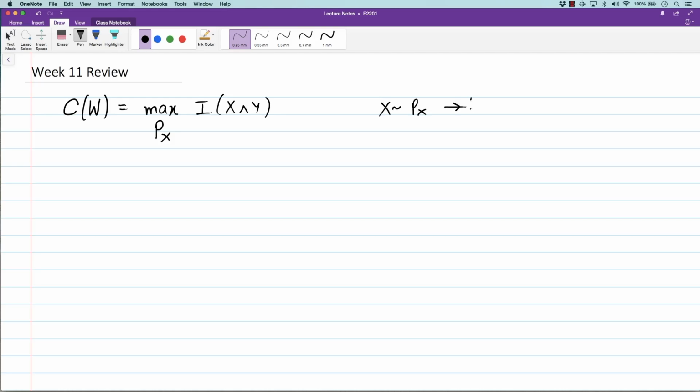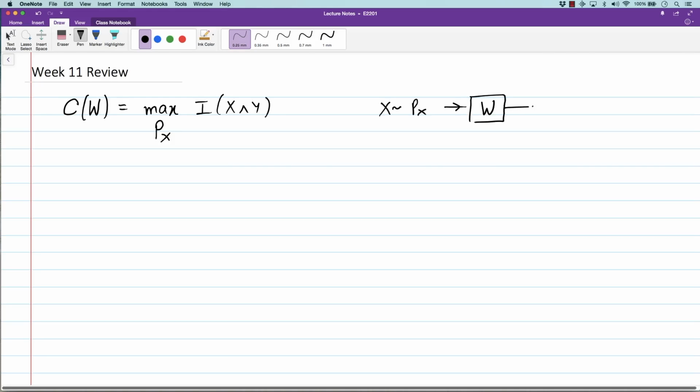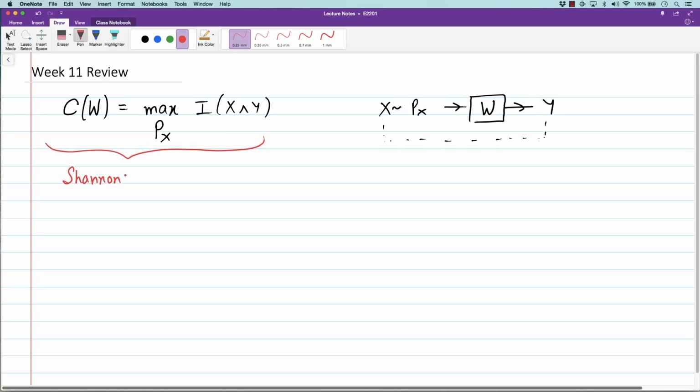So X is generated from this Px distribution and you pass it through the channel and you see a Y. The mutual information between this X and Y, if you maximize that mutual information over all input distributions, that's channel capacity. So this result, channel capacity, was defined operationally, and this is a characterization of channel capacity. This result is called Shannon's channel coding theorem. And we have been trying to prove this over the last week.